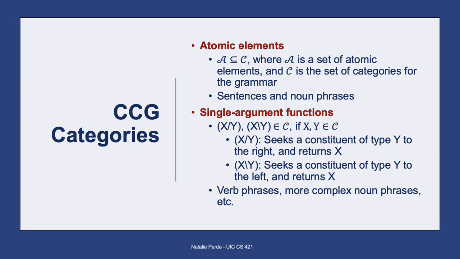CCG categories can be either atomic elements, so things like a basic noun phrase or sentence unit, or single argument functions, assuming that the arguments are valid categories themselves. There are two types of single argument functions that you'll see in CCG notation. An x followed by a forward slash followed by a y means that the function seeks a constituent of type y to the right and returns constituent x. An x followed by a backslash followed by a y means that the function seeks a constituent of type y to the left and returns constituent x.